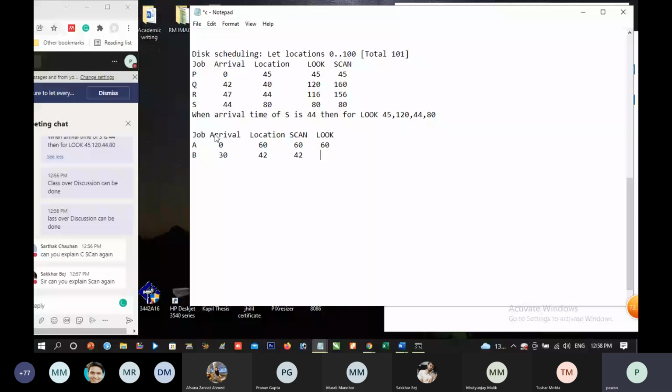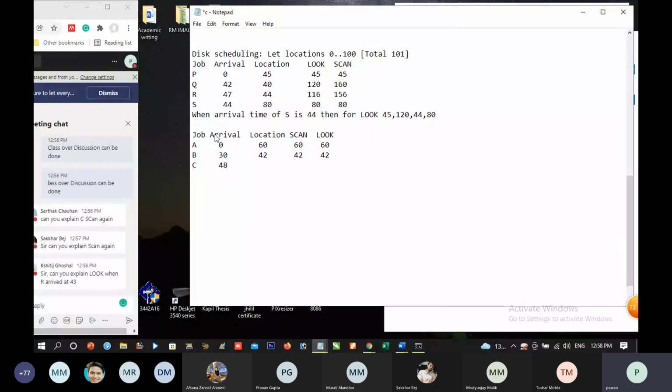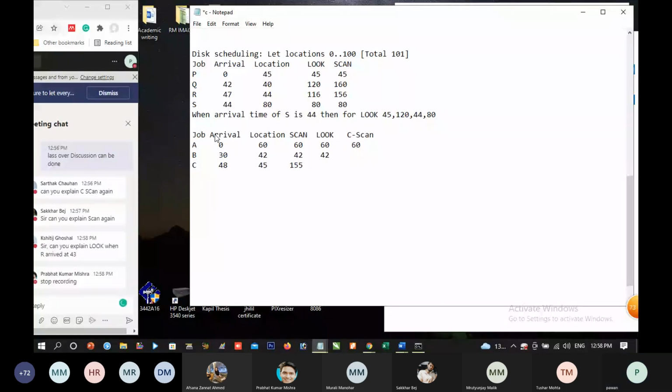Job C, arrived at time t equal to 48. It is at the location 45. In scan, it will be served at 155. In look, we shall see when it will be served. And in circular scan, it will be served at. In circular scan, this will be 60. This will be 42. This will be 145. We shall see when it will be served in look.